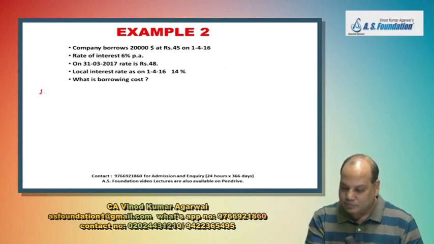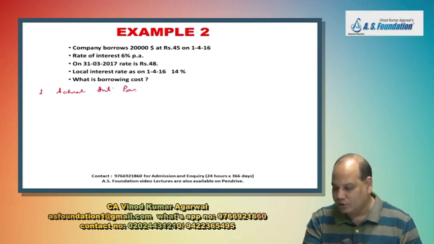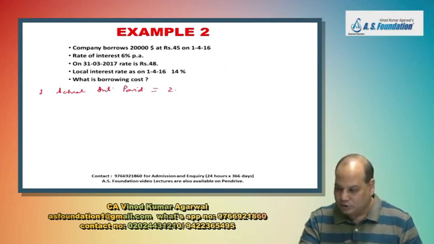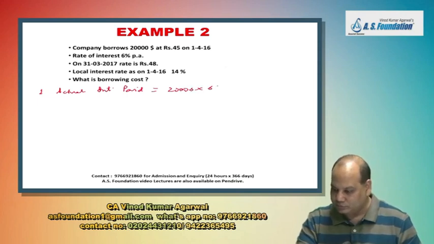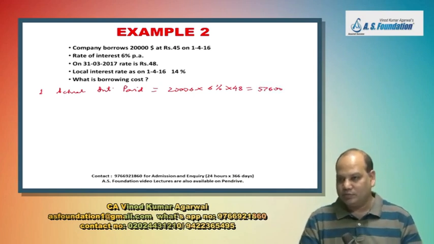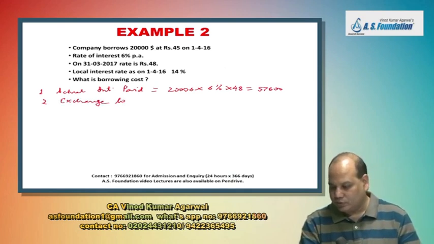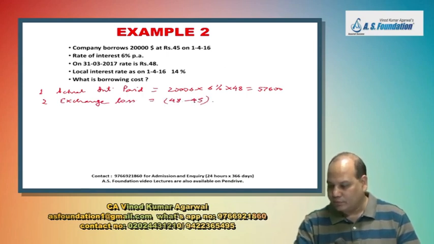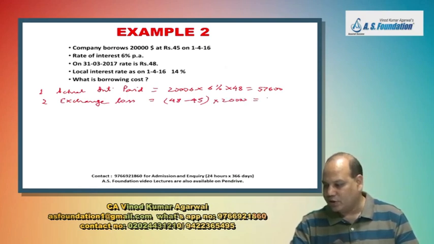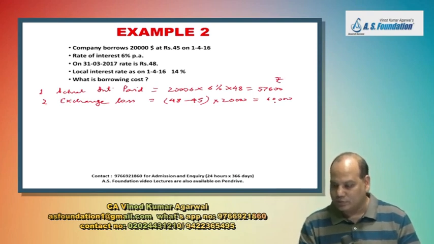For example, what is the actual interest paid? Same figure. Tell me actual interest paid. 20,000 into 6% into 48. 57,600. Is it right? Second, exchange loss. Same figure. Exchange loss total 48 minus 45 into 20,000. Answer is printed. Pay attention on understanding. All figures in the corner is in rupees 60,000.